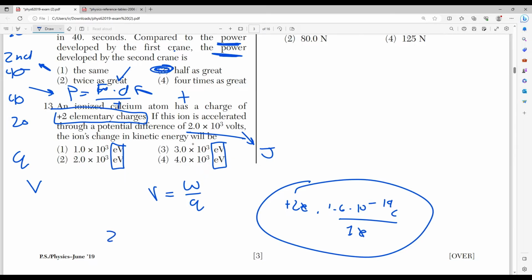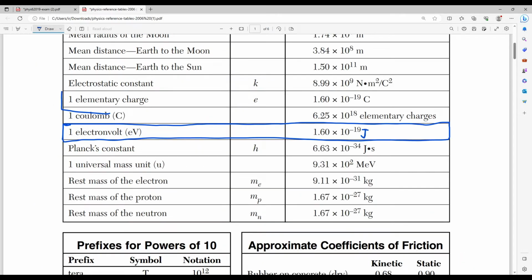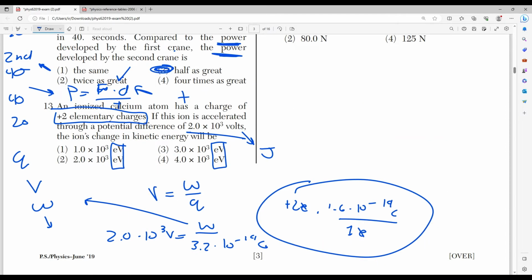And then I'm going to set up the equation 2.0 times 10 to the power of 3 volts is equal to an x amount of work divided by 3.2 times 10 to the power of negative 19 coulombs. Then I'm going to solve for my work value, which you can do on your graphing calculator right now. And whatever I get for that value of work, I'm just going to convert that back into electron volts. So I'm just going to multiply my work value by 1 over 1.6 times 10 to the power of negative 19, because if I have a value in joules, I need to multiply that by 1 electron volt over 1.6 times 10 to the power of negative 19 joules in order to get that conversion.